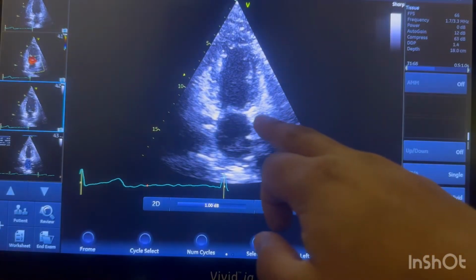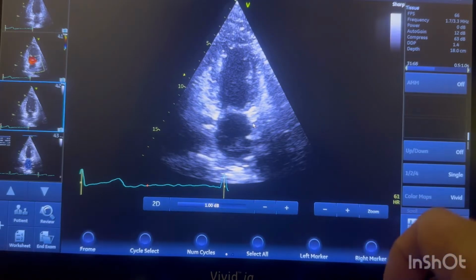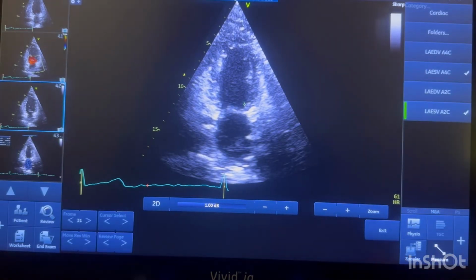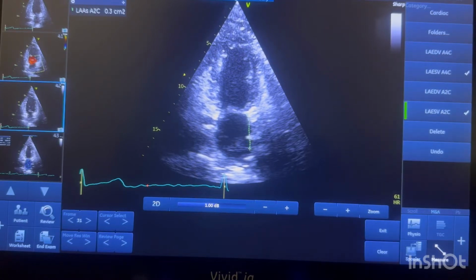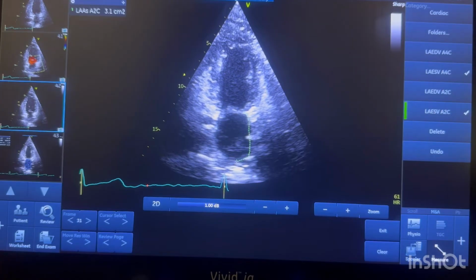In some patients, you will see a very clear appendage here. You should not be including the appendage. The appendage should be excluded, so you should get the volumes this way. This area is a part of the appendage, so you will leave it. You will also not include the part of the pulmonary veins. So there you go.